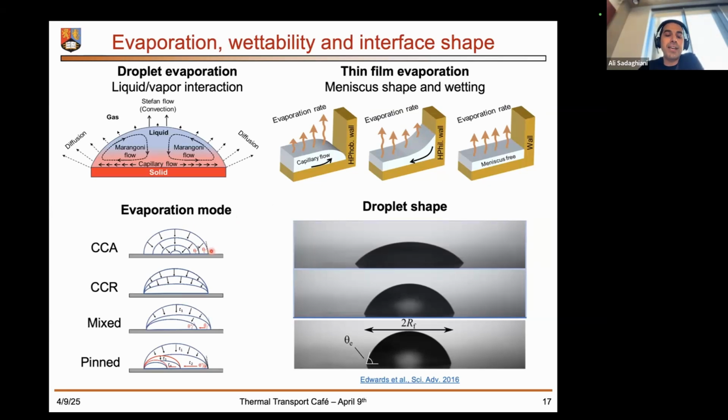And again, surface affects the evaporation mode. If the hysteresis is low, we have the constant contact angle. If the droplet is pinned on a surface, we have constant contact radius. In most of the cases, we have a mix, or if one side of the droplet is pinned, we have one pinned scenario for the evaporation.